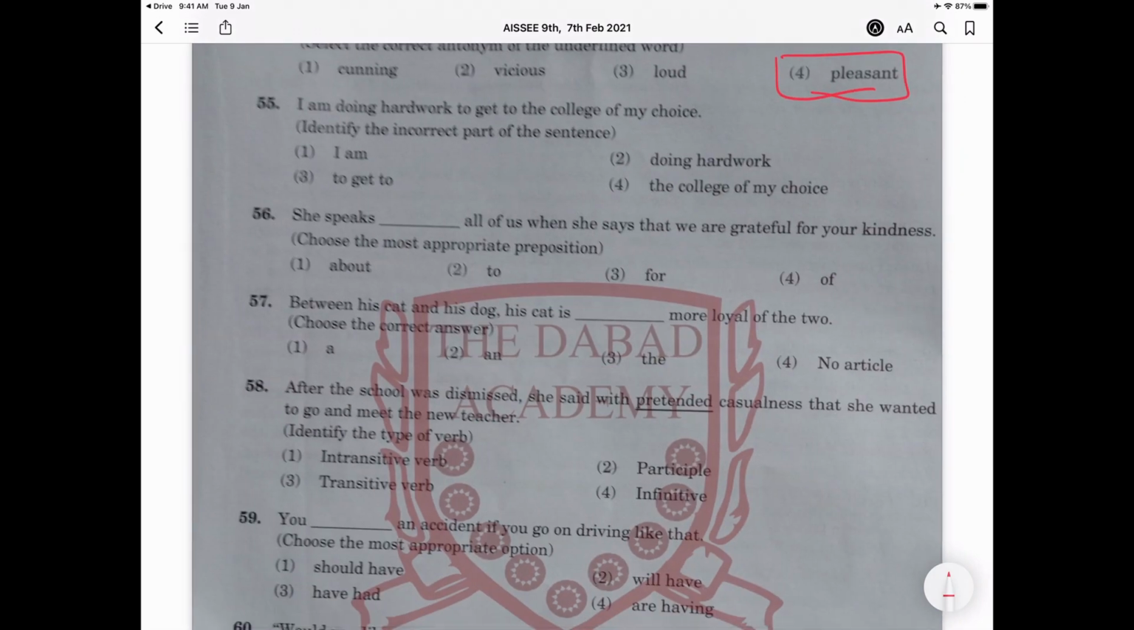In question number 55, I am doing hard work to get to the college of my choice, and for this question the answer is option number 2. In question number 56, the answer is option number 3. Option 4 will fit the answer. In question number 57, the option is 4.